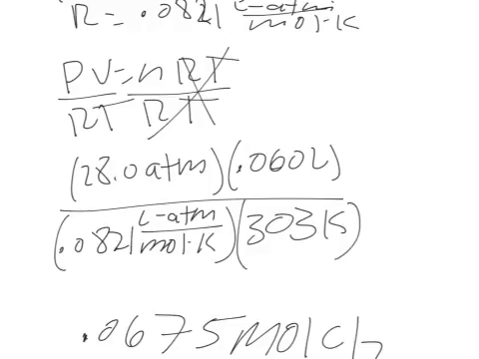Okay, so now we're looking for the remaining CO2. We gotta look for the moles of CO2 after the cylinder was heated. It's pretty much the same process. Label out the volume, 0.060 liters, temperature 303 Kelvin, pressure 28 atmospheres. We don't know the moles. And R is the constant. We isolate n, plug everything in, and we find out that the moles of CO2 is 0.0675.